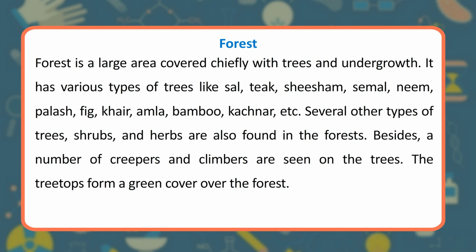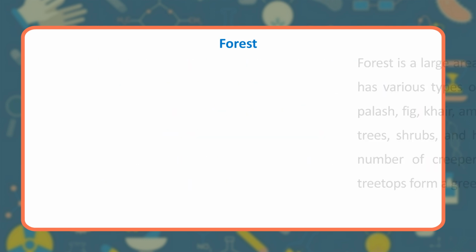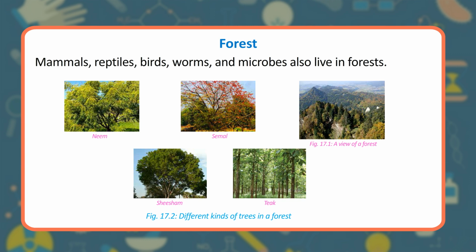It has various types of trees like sal, teak, shisham, semal, neem, palash, fig, khair, amla, bamboo, kachnar, etc. Several other types of trees, shrubs, and herbs are also found in the forests. Besides, a number of creepers and climbers are seen on the trees. The treetops form a green cover over the forest. Mammals, reptiles, birds, worms, and microbes also live in forests.